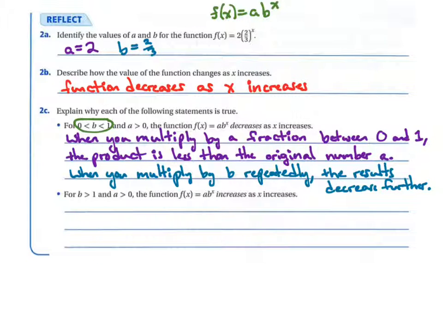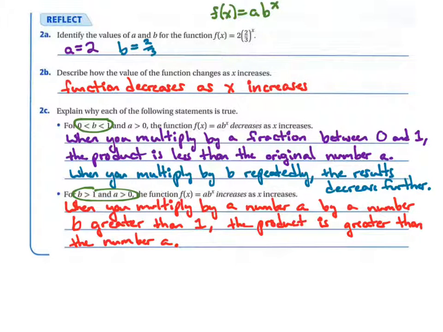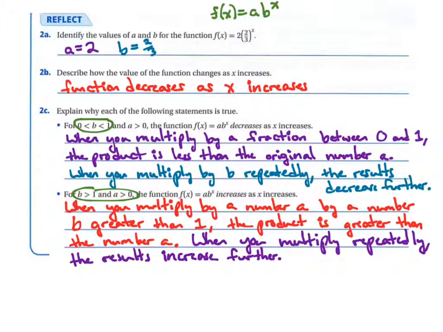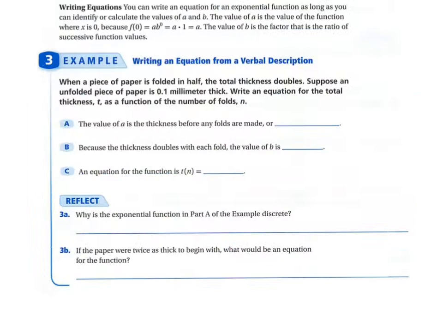On the flip side, if b is greater than 1, and as long as a is greater than 0, then the function is going to increase each time, right? Because when you multiply a number a by a number b greater than 1, so if a was 5 and we multiplied by 3, we'd get a bigger number. The product will be greater than the number a. And if we keep doing that, the results keep increasing further and further. So if b is a fraction less than 1 but greater than 0, your function is going to be decreasing. But if b is greater than 1, and as long as a is greater than 0, your function is going to be increasing.